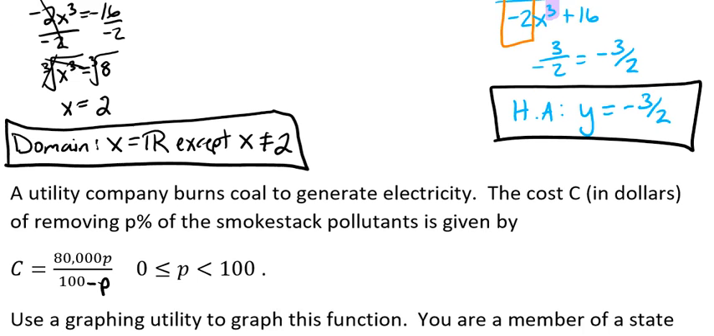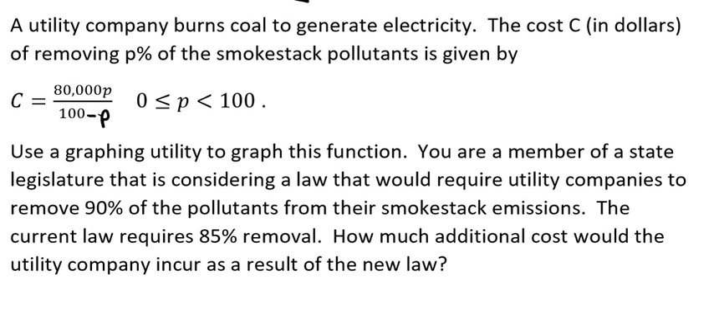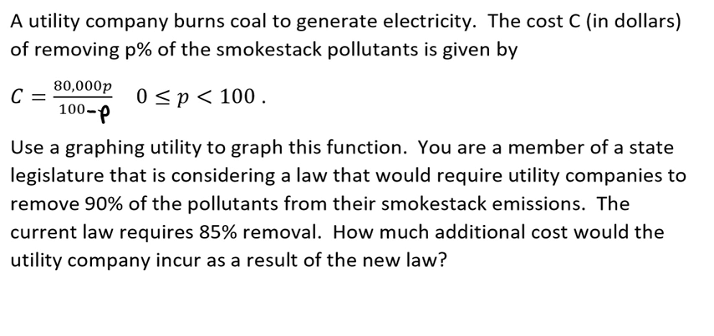So here we have a utility company that burns coal to generate electricity. The cost in dollars of removing P% of the smokestack pollutants is given by C equals 80,000 times P divided by 100 minus P. And our P has to be between 0 and 100. It can equal 0, but it can't equal 100.